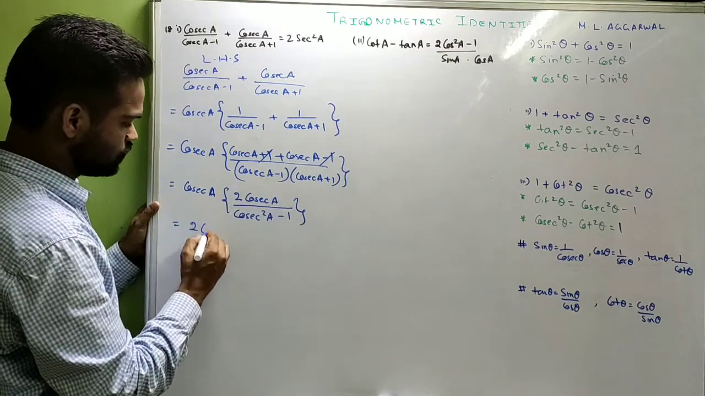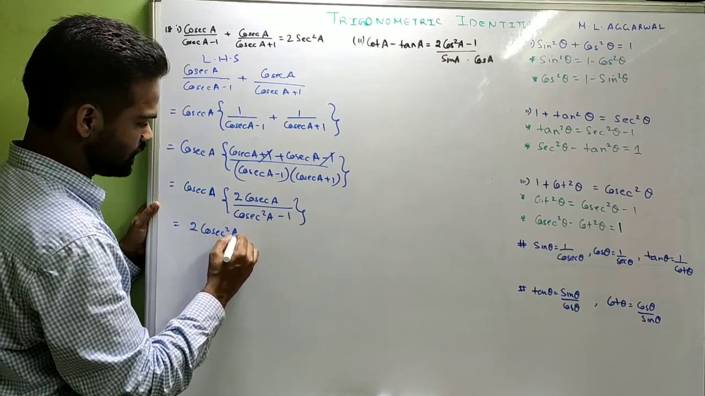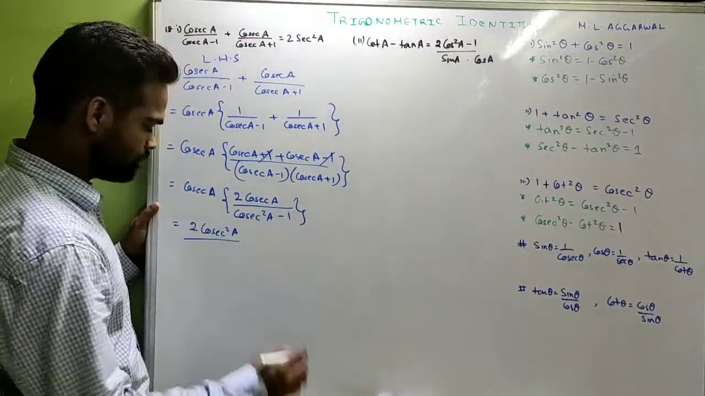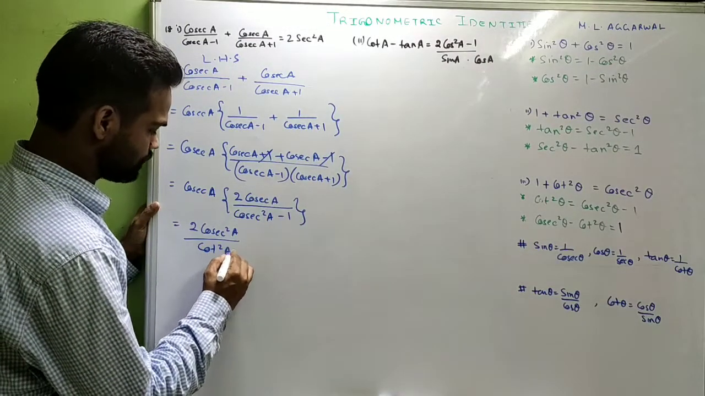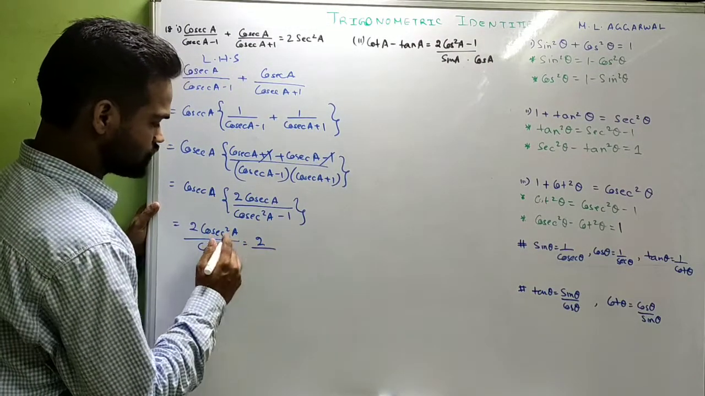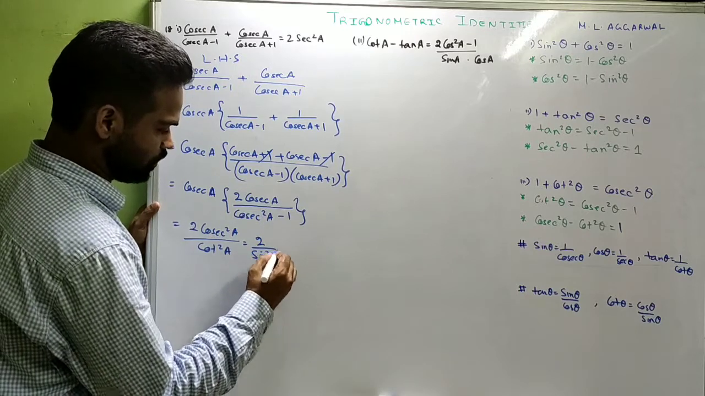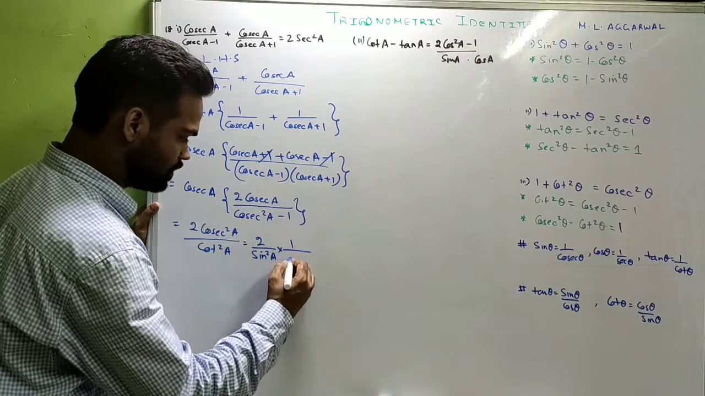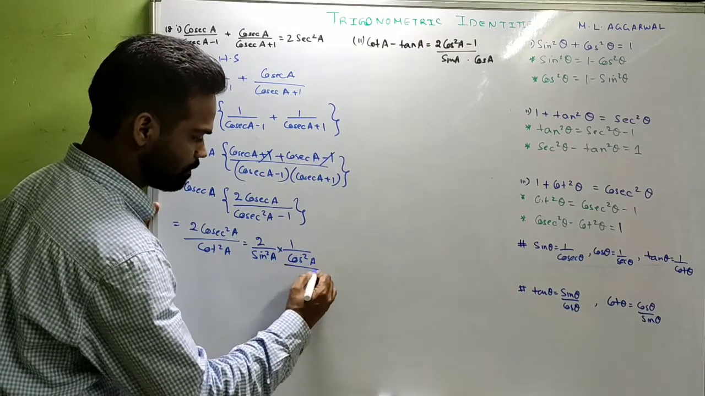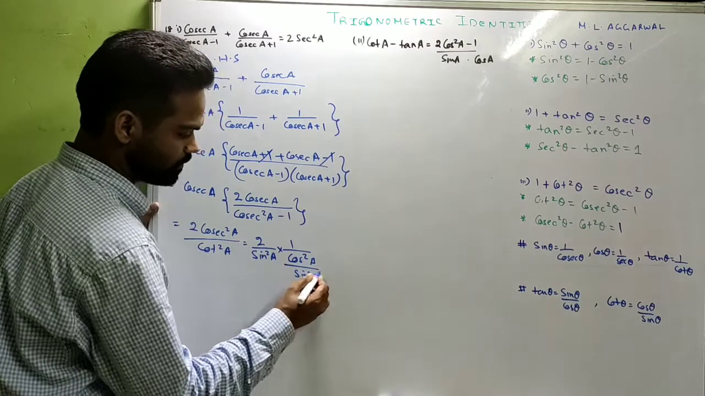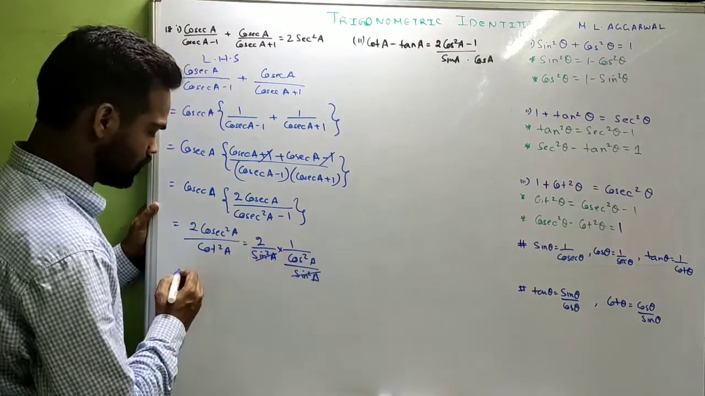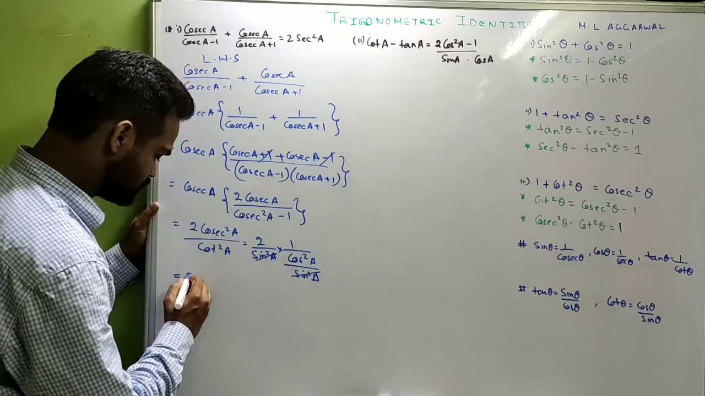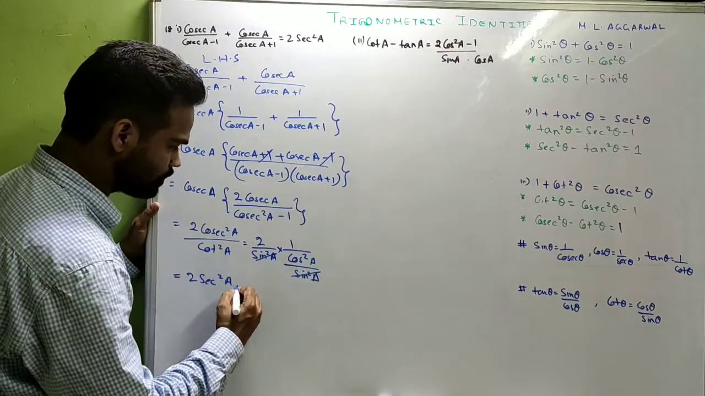Now this becomes 2 cosec square A by cosec square A minus 1, which is nothing but cot square A. So I can write cot square A. Now look carefully, 2 cosec square A will be 1 by sine square A multiplied by cot square A, which will be cos square A by sine square A, isn't it? This cancels out, so 2 by cos square A. Now 1 by cos is sec, so this becomes 2 sec square A.